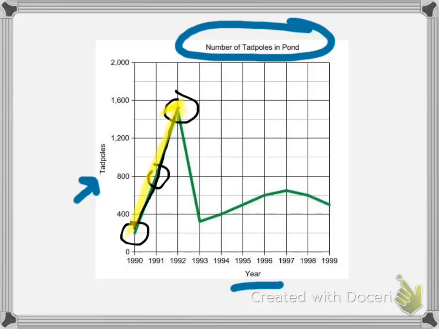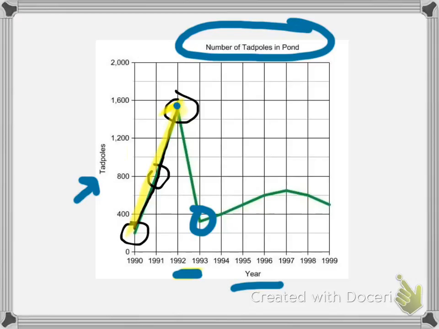But then all of a sudden, between 1992 and 1993, there's a drastic decrease in the amount of tadpoles. All the way up here to almost 1,600, all the way back down to about 300. So just in that short span, all that gain was suddenly lost.